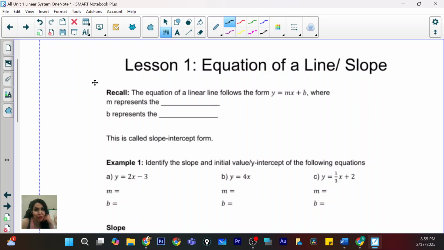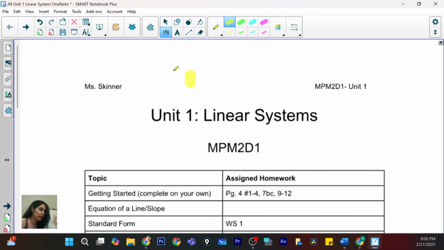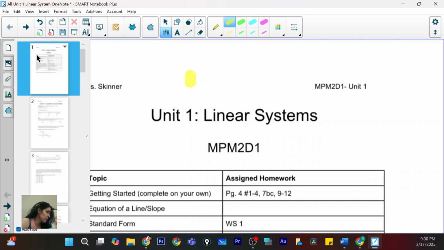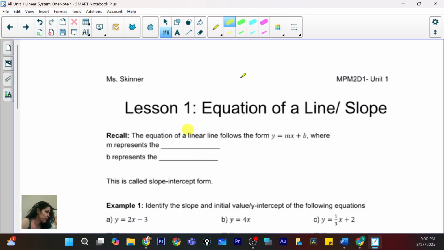Hello, I'm going to help with some of the questions in Unit 1. Lesson 1: equation of the line and slope. You have the package in the attachment. Okay, here.